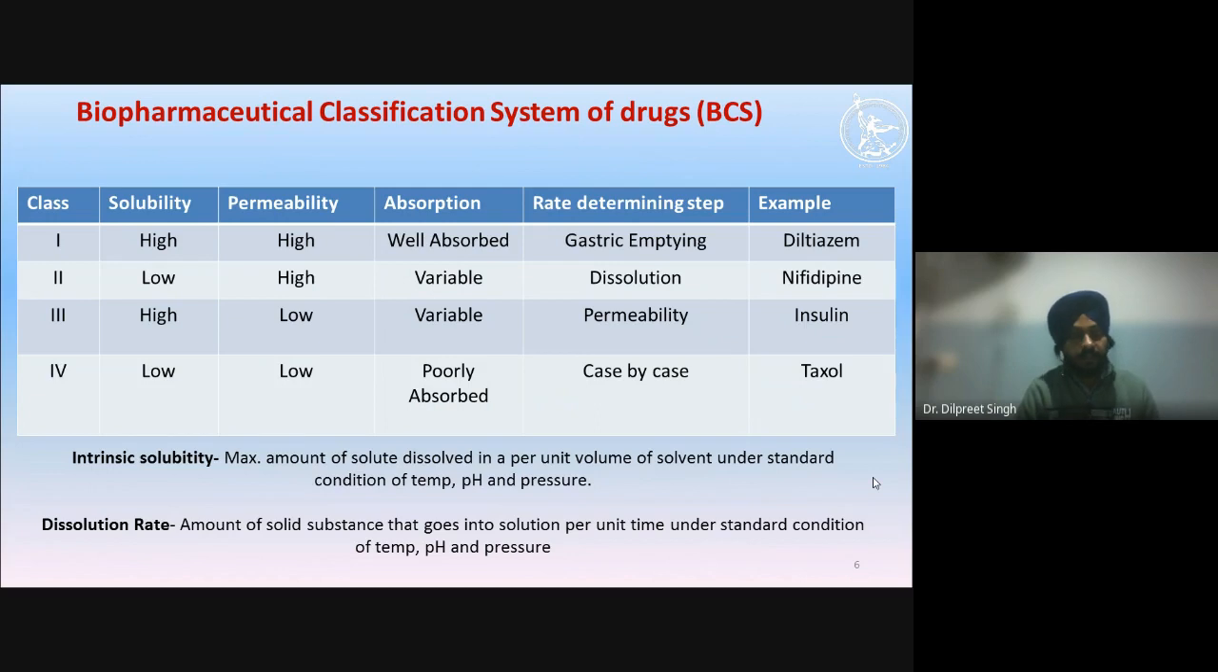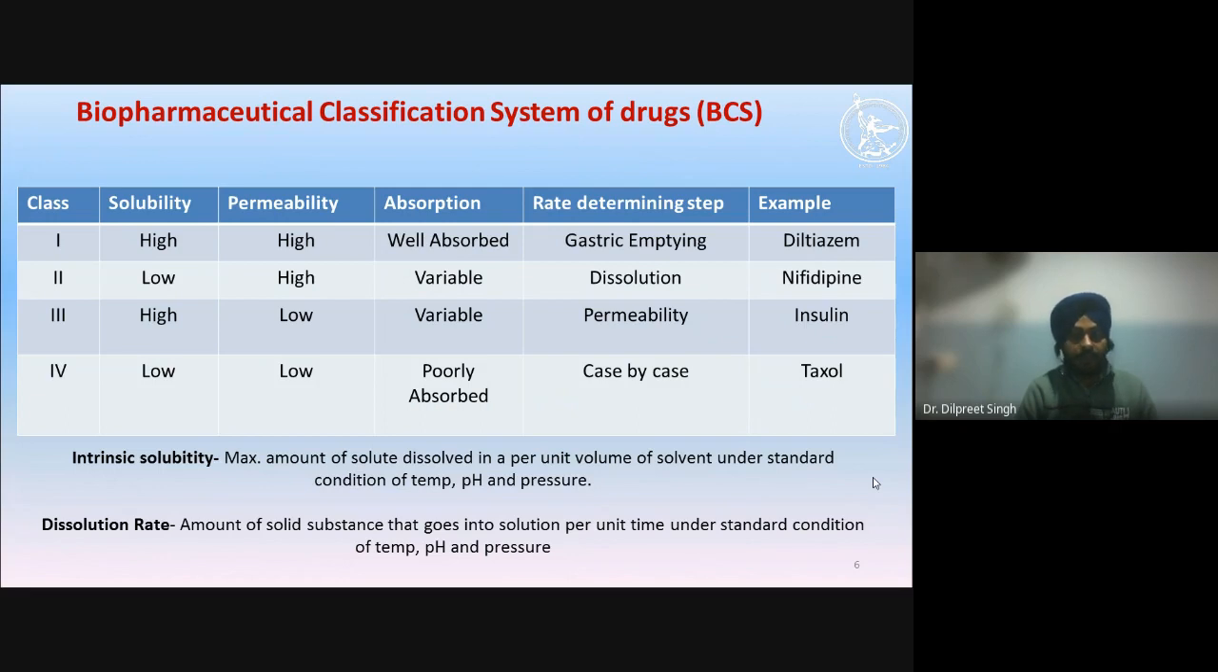The third classification includes drugs categorized as highly soluble, but showing low permeability. The absorption is again quite variable, and the rate limiting step is basically permeability. An example is insulin.